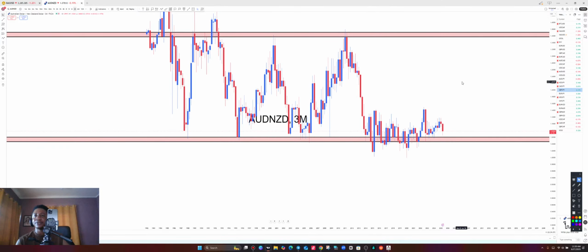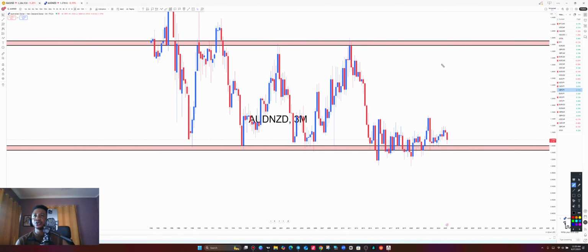Now, AUD NZD on a 3 months time frame, we have the upper zone and then the lower zone over here. Now, look at this. When price came all the way from the upside to the downside after making contact with this support level, it hasn't moved anywhere. Price is just moving horizontally above and below, which gives us a range or a consolidation period.